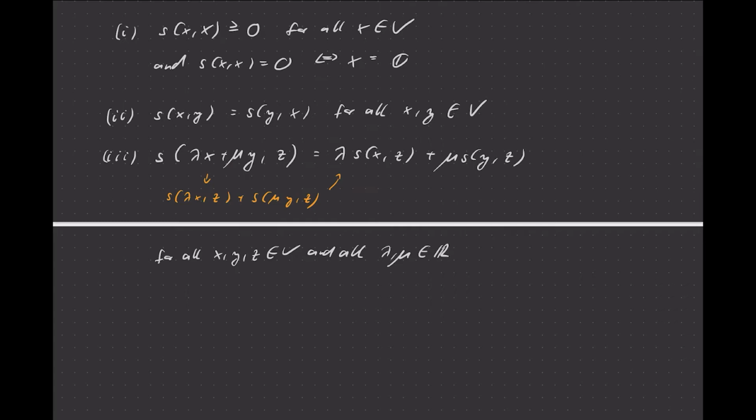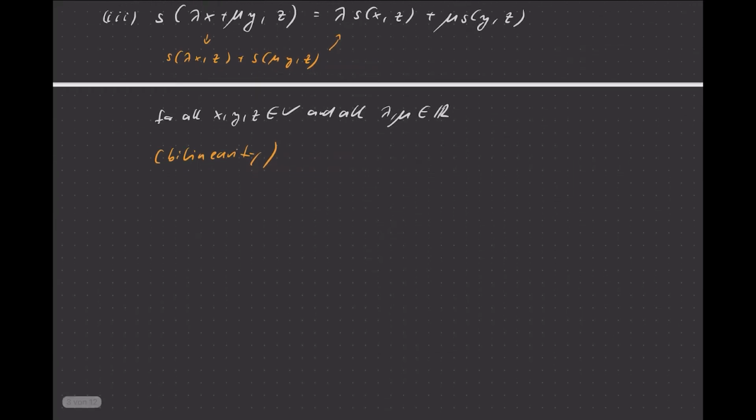And actually this property has a name. It is called bilinearity of the scalar product, right? So it's linear in both of its components. That's why we call it bilinear.